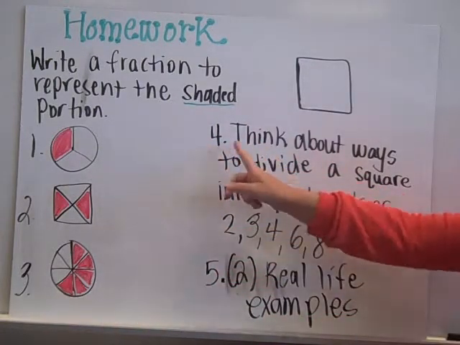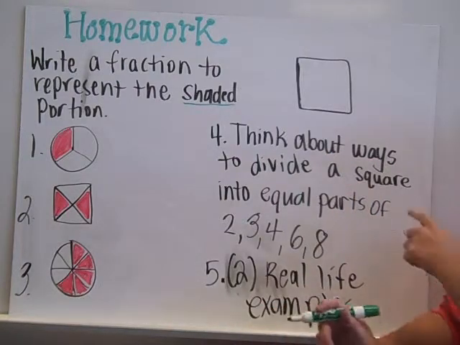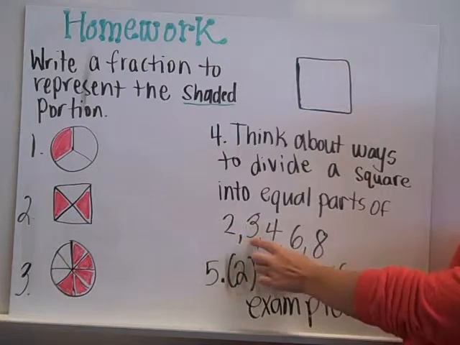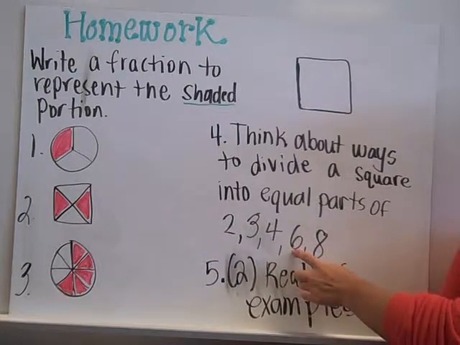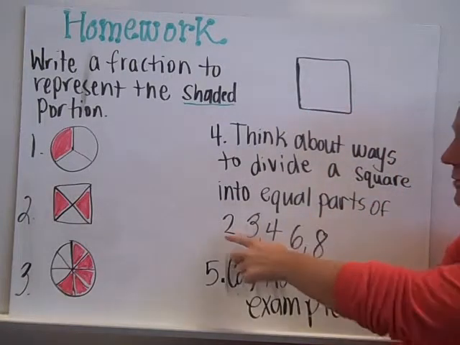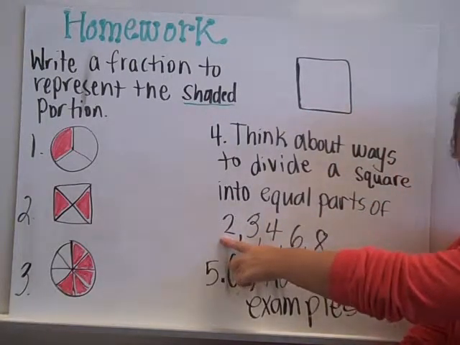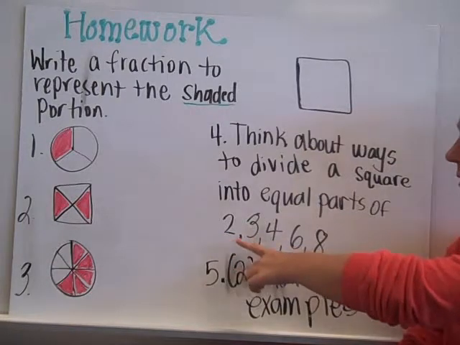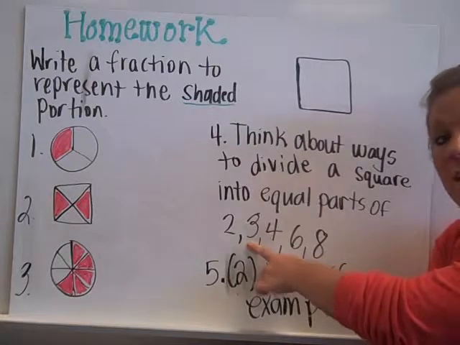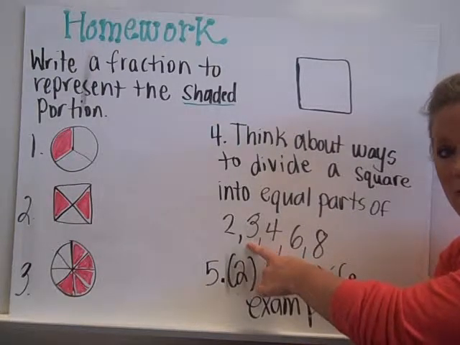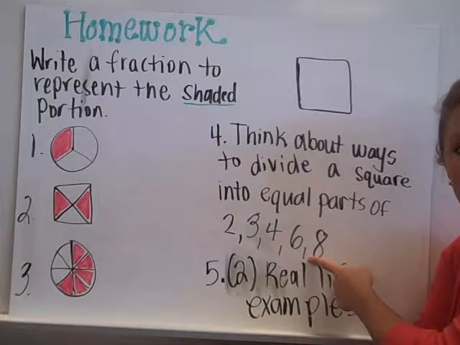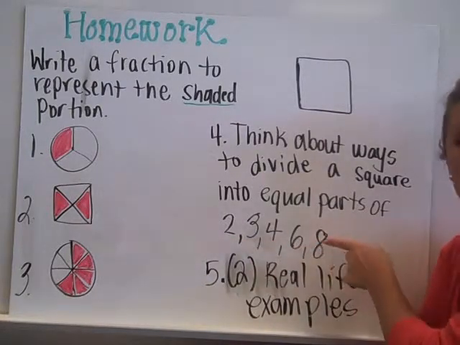And then number 4, I'd like for you to think about ways you could divide a square, like this, into equal parts of 2, 3, 4, 6, and 8. Take a square like this, you could draw it on the back, and see how you could divide this into halves, or 2 equal parts. What are some ways you could divide it into thirds, or 3 equal parts? Remember that they need to be congruent, equal parts. Then fourths, sixths, and eighths. I just want you to think about at least one way for each of these.